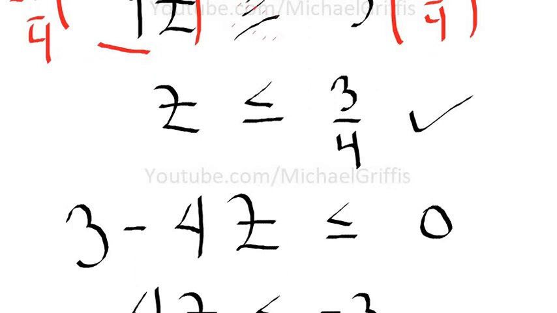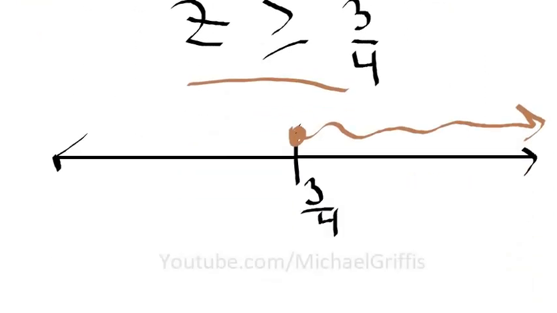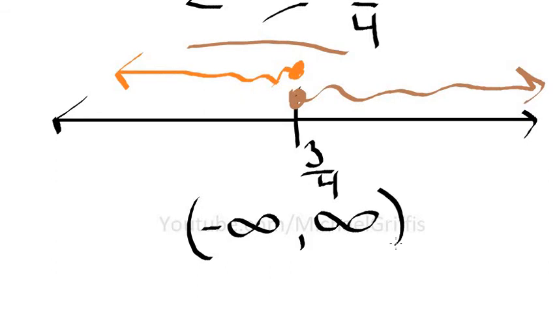This one, however, says z is less than or equal to 3/4. Let's use a different color. How about orange? Z is less than or equal to 3/4. Right, closed in circle because it includes it, and everything going off to the left. Well, this pretty much includes everything on the number line. So in interval notation, we would write from negative infinity to infinity.